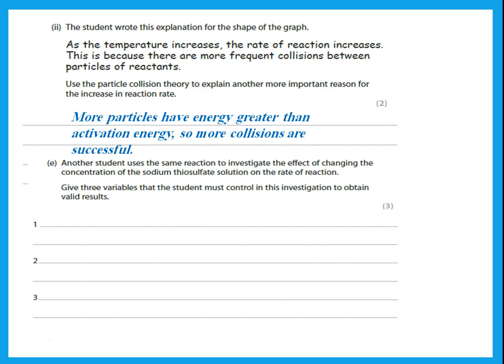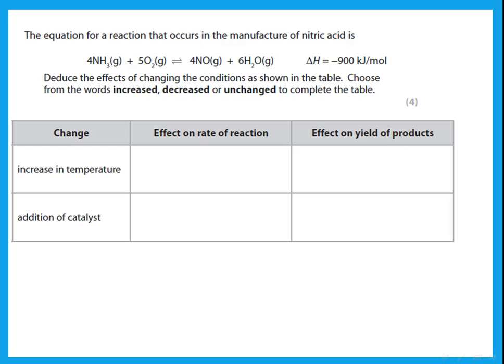Another student uses the same reaction to investigate the effect of changing the concentration of sodium thiosulfate solution on the rate of reaction. Give three variables. So what is she trying to determine? She's trying to determine the effect of changing the concentration of sodium thiosulfate. So she will be changing the concentration of sodium thiosulfate. Now, what should she keep constant? She should actually keep everything else constant. So something like same volume of acid, same concentration of acid, same temperature.